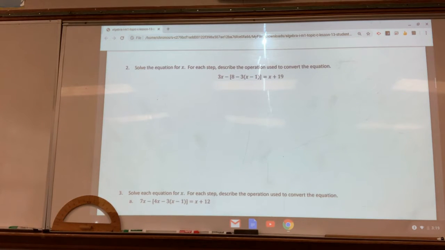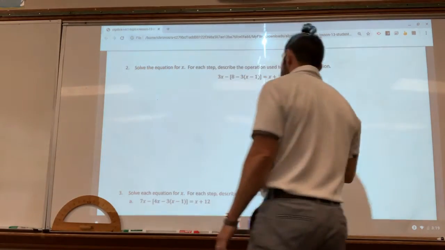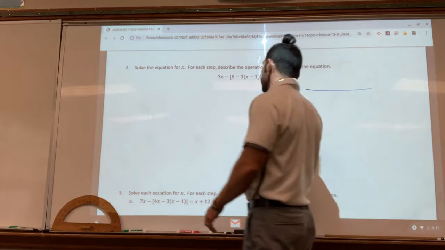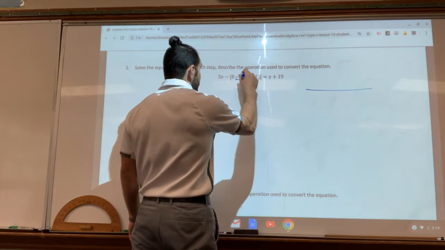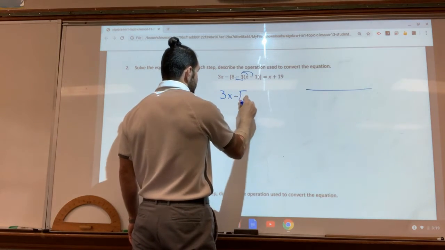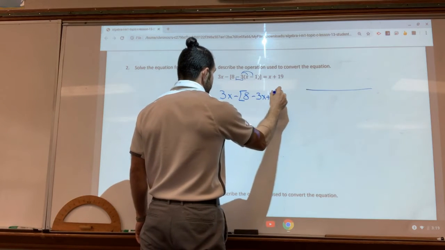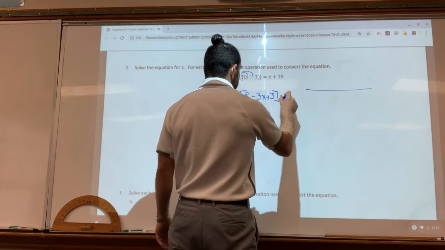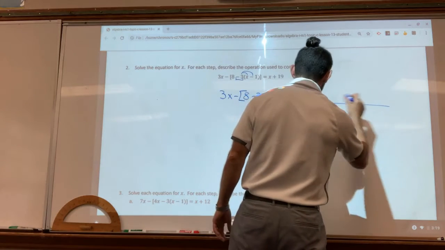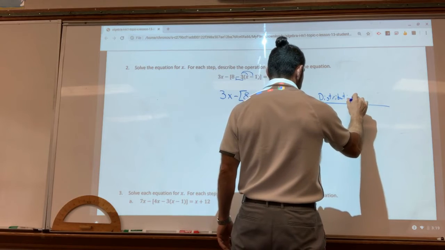Okay, solve the equation for x. Each step, describe the operation used. A lot of different opportunities to do this. So I'm going to put a line out here, and I'm going to solve. So here for me, I'm going to distribute. 3x minus 8 stays. That leaves me negative 3x plus 3 in this bracket equals x plus 19. And I guess it would help if I put the line at the right place. What did I do? I used the distributive property.